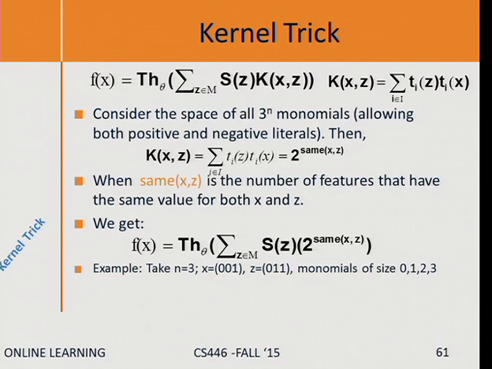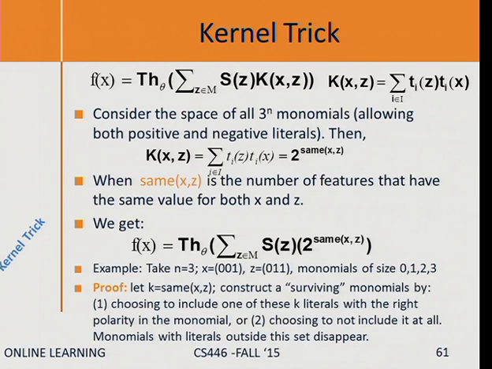What about x1? x1 of x is 0 here, so it's not going to contribute anything. What about not x1? Not x1 is on here. Not x1 of x is 1. Not x1 of z is also 1. So this is going to be contributing 1 to the dot product. So basically what we have to think about is what are the monomials that will be 1 on both sides, because they will contribute something to the dot product.